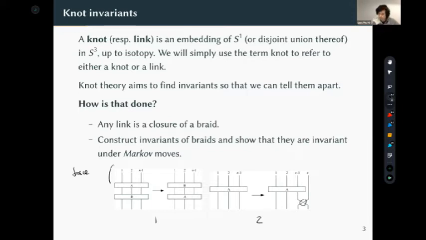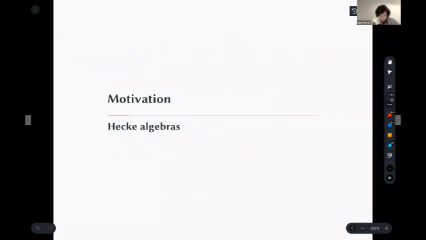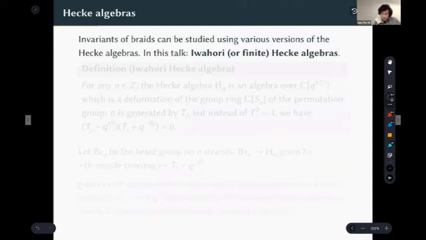So that's the basics. Now we move on to algebraic geometry and representation theory, and see how they have anything to do with knot invariants. Invariants of braids can be studied using various versions of the Hecke algebras. In this talk, the Hecke algebra that I will talk about is called the Iwahori-Hecke algebra. It's also called the finite Hecke algebra. So here's the definition.